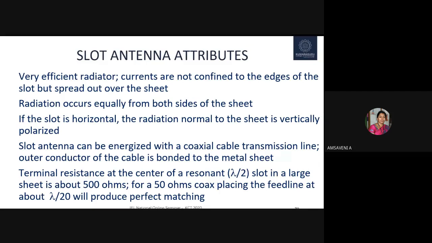And the radiation resistance of a slot antenna is around 500 ohms. You can either feed at the center or you can feed at one corner, which is called an offset feed. It can be fed using a coaxial cable.